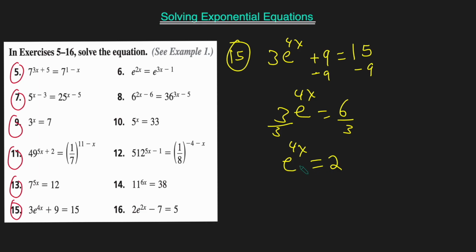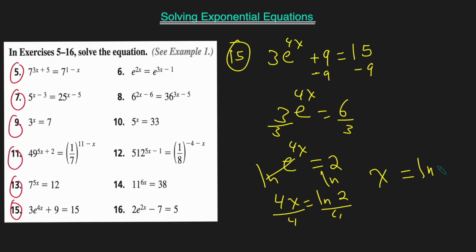Now, there's no same bases here. So since I have an e, I'll take the natural log of this side and also the natural log of this side. This will cancel out, and I'll have 4x equals the natural log of 2, and I divide this side by 4, this side by 4, and my solution will be x equals the natural log of 2 over 4.